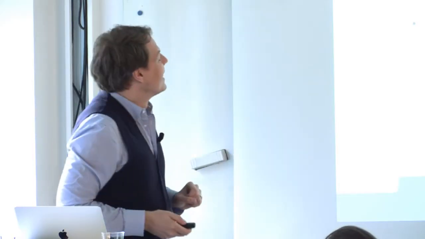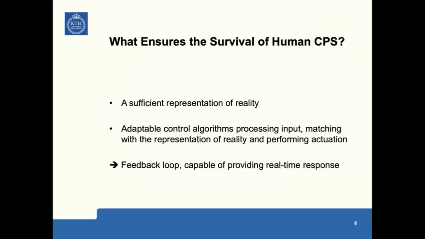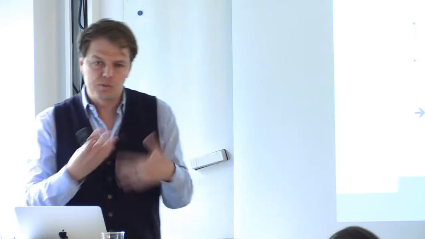Okay, we need adaptable control algorithms, but the most important thing, as I said, is that we need this feedback loop, and it must be capable of providing a real-time response. That's the most important thing. That ensures survivability and your interaction with reality.